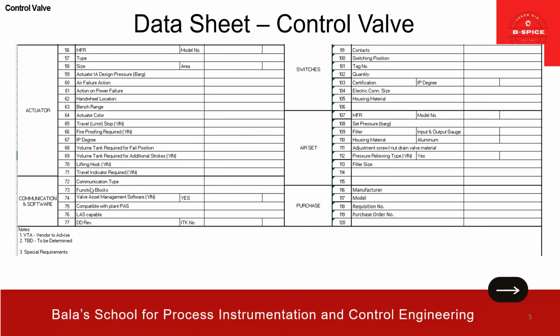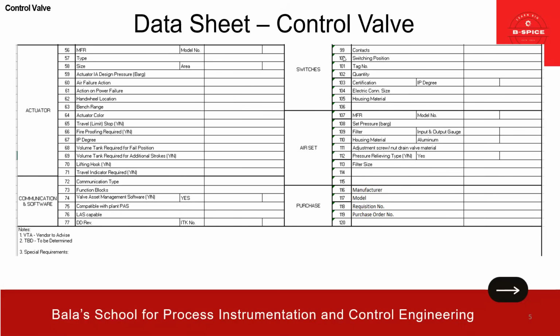Then comes the communication and software. What's the communication type and functional block, whether valve asset management software is required, compatibility with the plant automation system, then LAS capable, that is link active scheduler, and DD revision and ITK. Okay, all these things we are going to see.